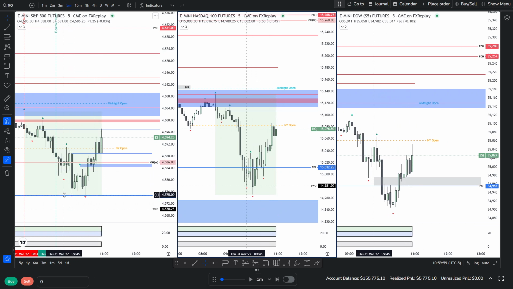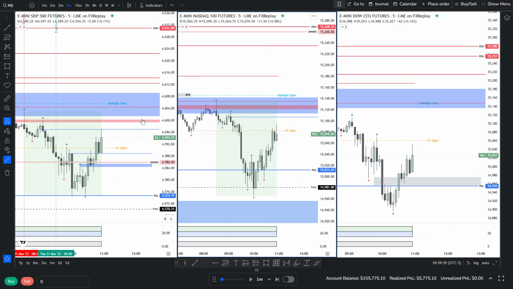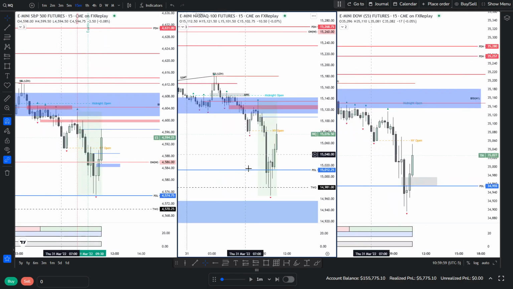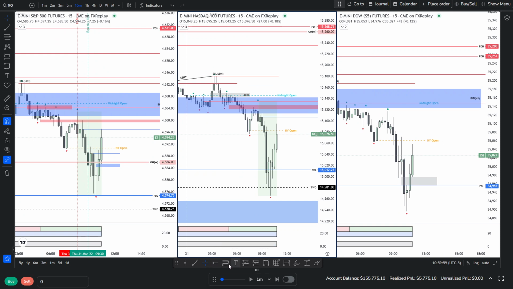I don't like these relative equal lows. I'll be honest. Don't like it one little bit. But first and foremost, let's see if, hold on, I should really mark up. I can do that. Let's see if we get a trade down into it.